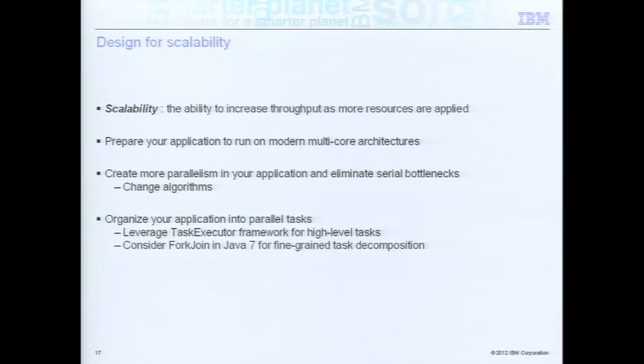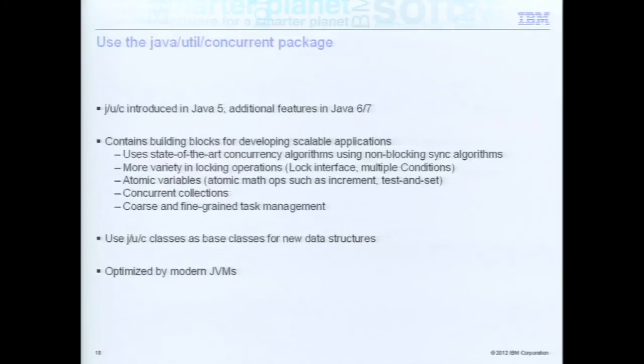To help you with this, the JDK actually does provide some help, in the form of the java.util.concurrent package. There's a task executor framework for very large tasks, managing those and having those tasks completed and sending responses back. And Java 7 actually introduced much finer grained parallelism in the fork/join framework for doing task decomposition. So you want to look into those.